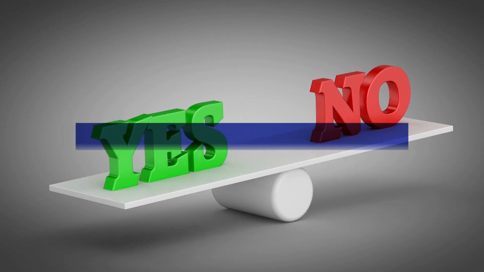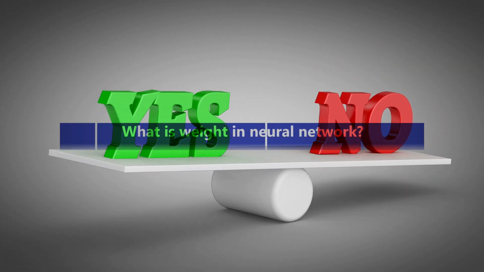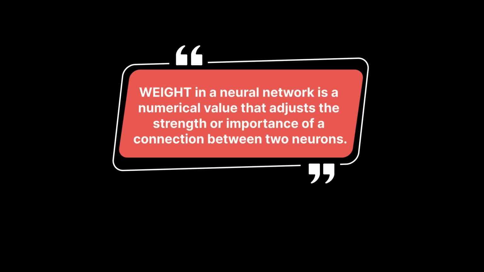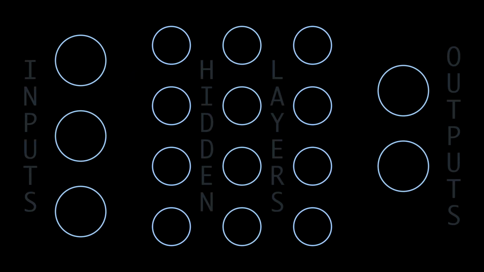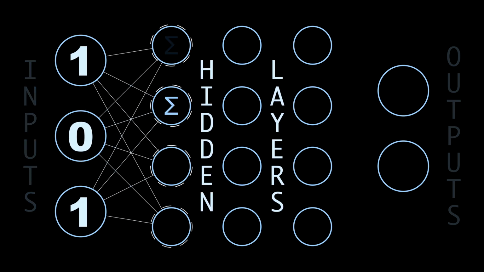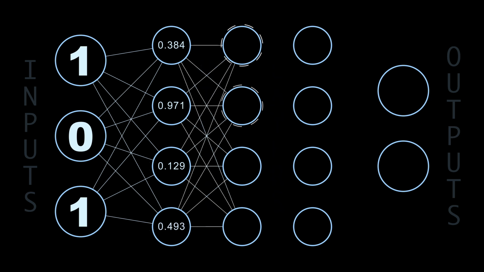Ever wondered how neural networks learn to make decisions? It all starts with something called weights. But what are these weights and why are they so important? In a neural network, we have layers of neurons: input, hidden, and output. But the real magic happens in the connections between these neurons, where the weights come into play.